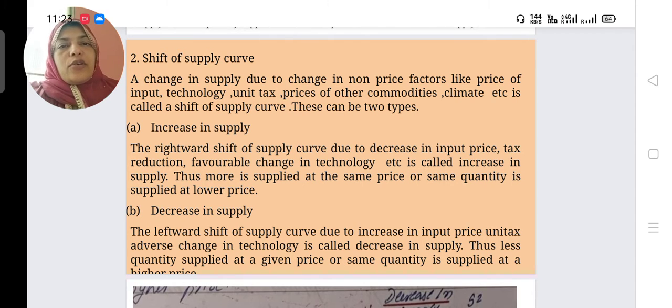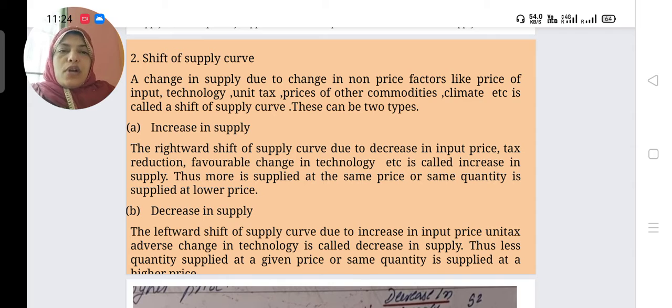In the demand theory, we already learned the shift of demand curve due to change in non-price factors. Likewise, in the case of supply also, change in supply is due to change in non-price factors. These non-price factors are price of input, technology, unit tax, prices of other commodity, climate, etc. Shift of supply is also of two types: increase in supply and decrease in supply.